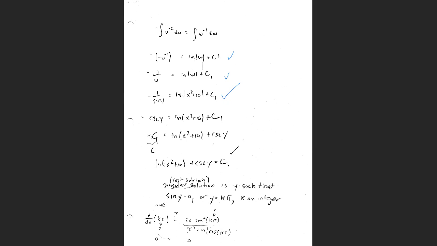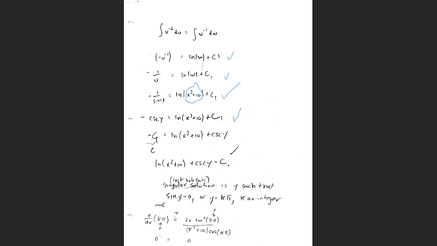Professor, I have a question. Yes, Antonio. Where or how do we get rid of the absolute value when we're changing from the 1 over sine to cosecant? Oh, well, the x squared plus 10 here is always positive. So that allows you to drop the absolute value. Okay, that makes sense.